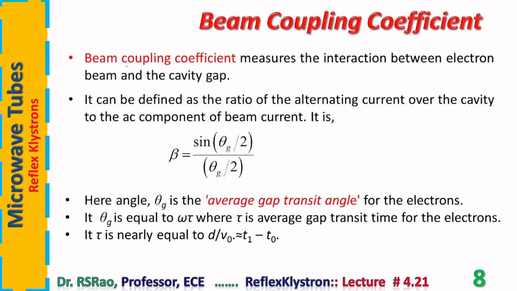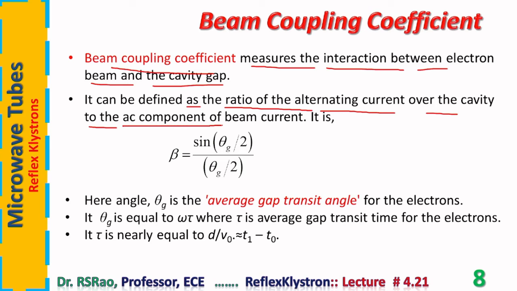A few points regarding the beam coupling quotient. It measures the interaction between the electron beam and the cavity gap. It can be defined as the ratio of the alternating current over the cavity to the AC component of the beam current. It is given by this formula. The symbol for the beam coupling quotient is beta. Beta is sine of theta G by 2 divided by theta G by 2.